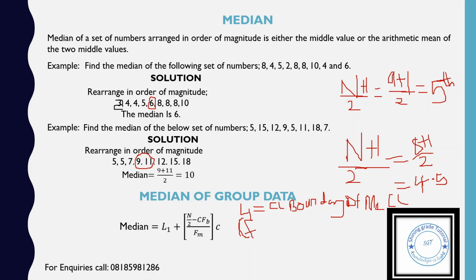This is CFB, the cumulative frequency before the median class. We know what cumulative frequency is. So what is the cumulative frequency before the median class? Before we get to the median class, what is the cumulative frequency? That's just the meaning: cumulative frequency before the median class.